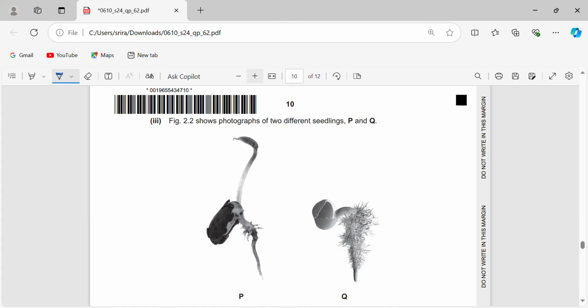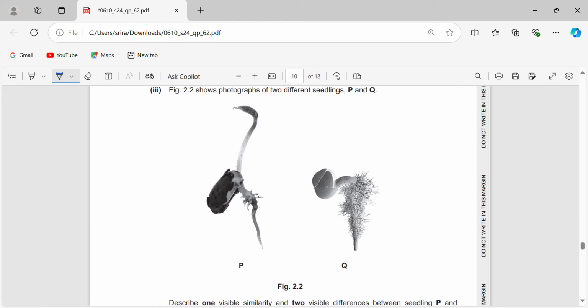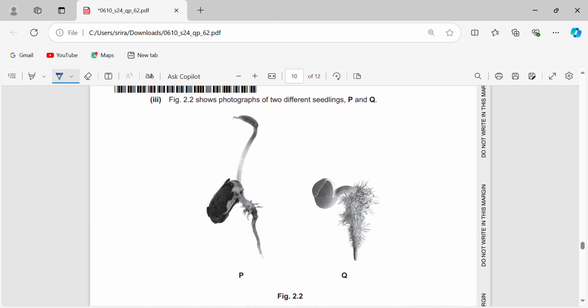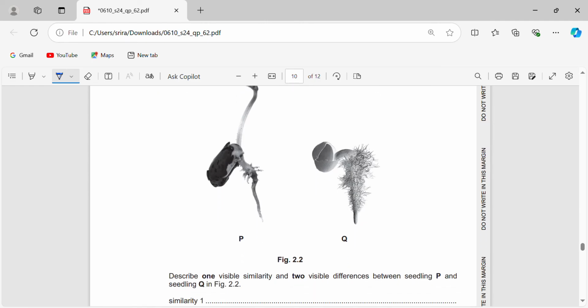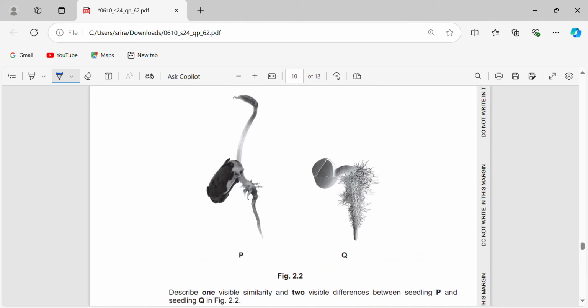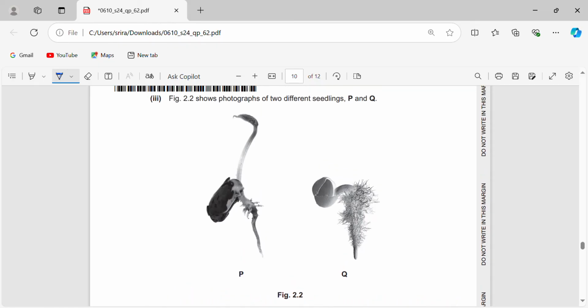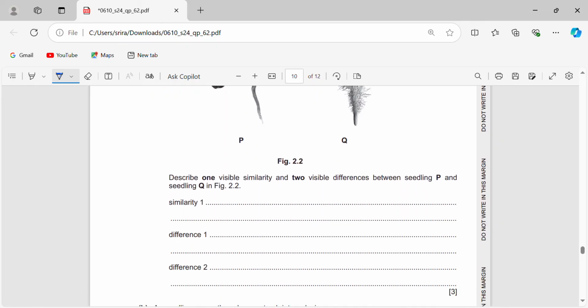Okay, so figure 2.2 shows photographs with 2 different seedlings P and Q. Describe 1 visible similarity and 2 visible differences between seedling P and seedling Q. So the first thing I see here is both have a radical present. We can't say they both have a plumule present, because here we can evidently see the stem, the plumule growing, whereas here we only see a radical, but in both there is a radical. So I'm just gonna write that immediately, the most obvious thing.